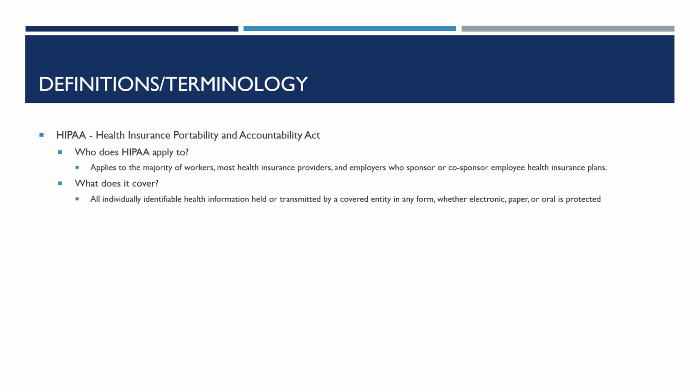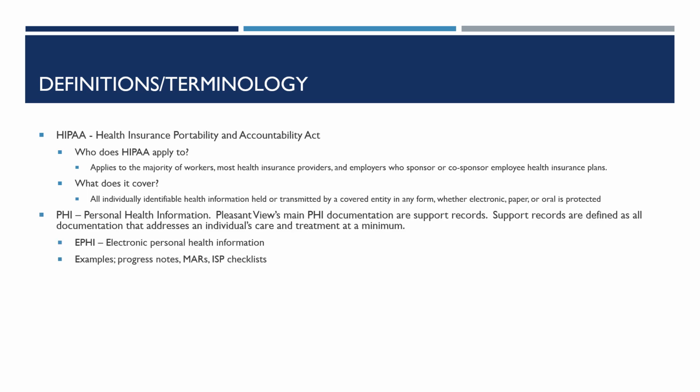What does it cover? It covers all individually identifiable health information held or transmitted by a covered entity in any form, whether that be electronic, paper, or oral. It is protected. PHI, or personal health information, that is essentially the information that is protected by HIPAA.